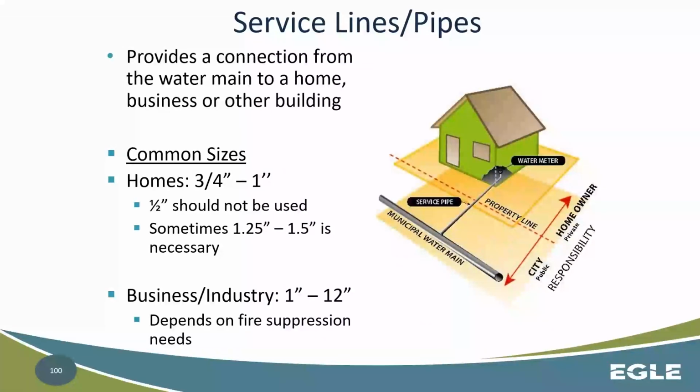Service lines and pipes: basically a service line is the connection from the water main that delivers water directly into the home. Typically you're talking about 3/4 inch to maybe up to 1.5 inches as a pretty common sizing. Businesses and industries may be a little different, especially if they have fire suppression, things like that, and can be much larger, or if they have some sort of water usage depending on what that process might be.